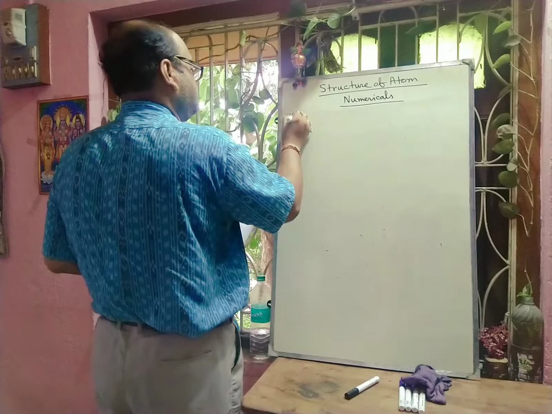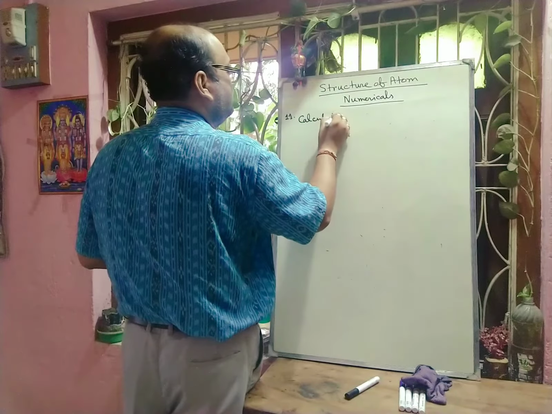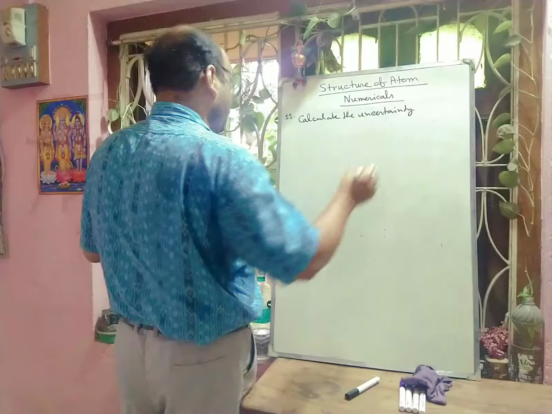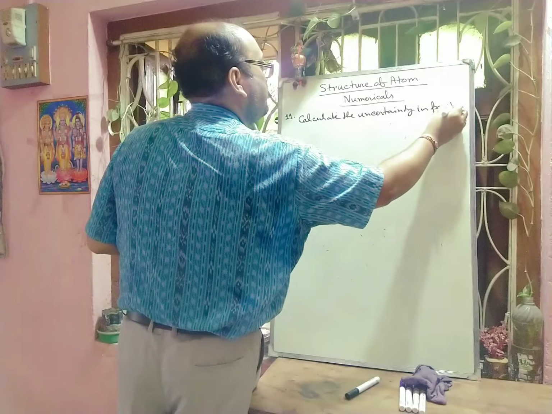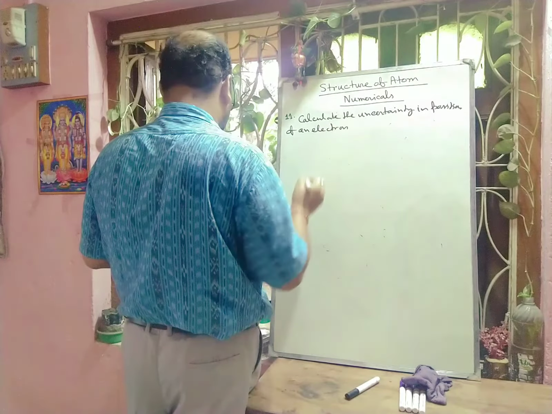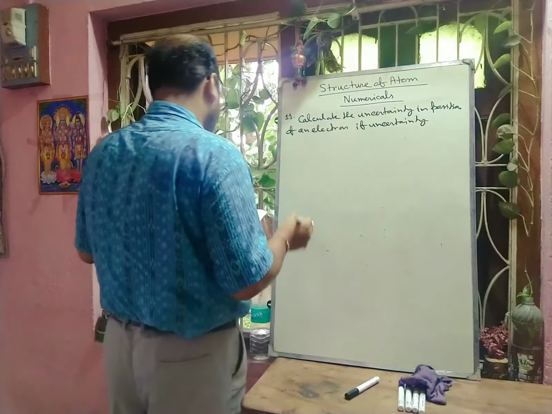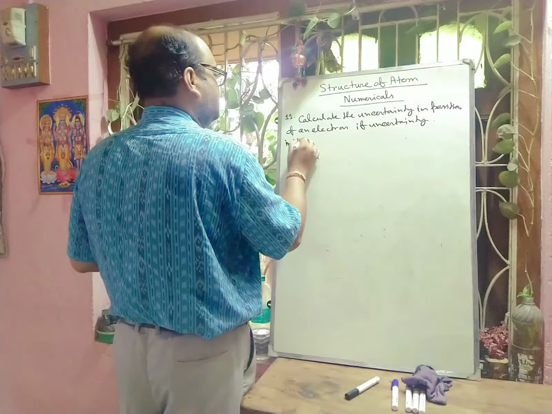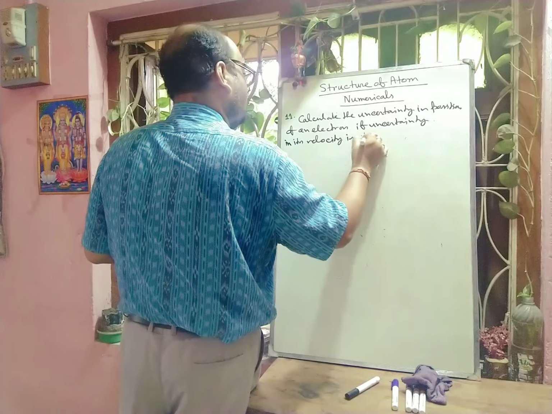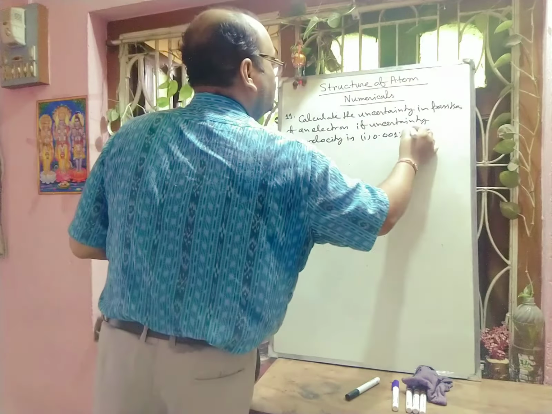Problem number 11. Calculate the uncertainty in position of an electron if uncertainty in its velocity is 0.001% and second 0.